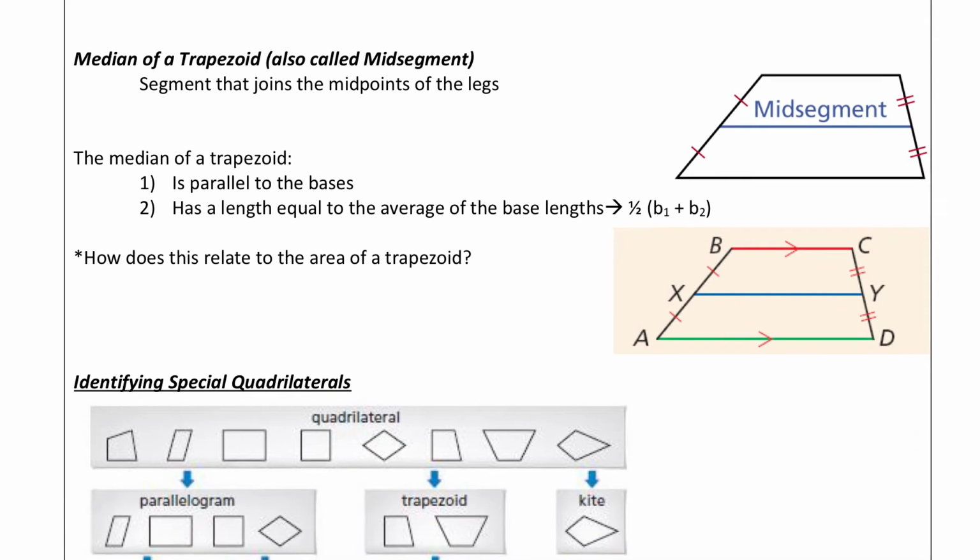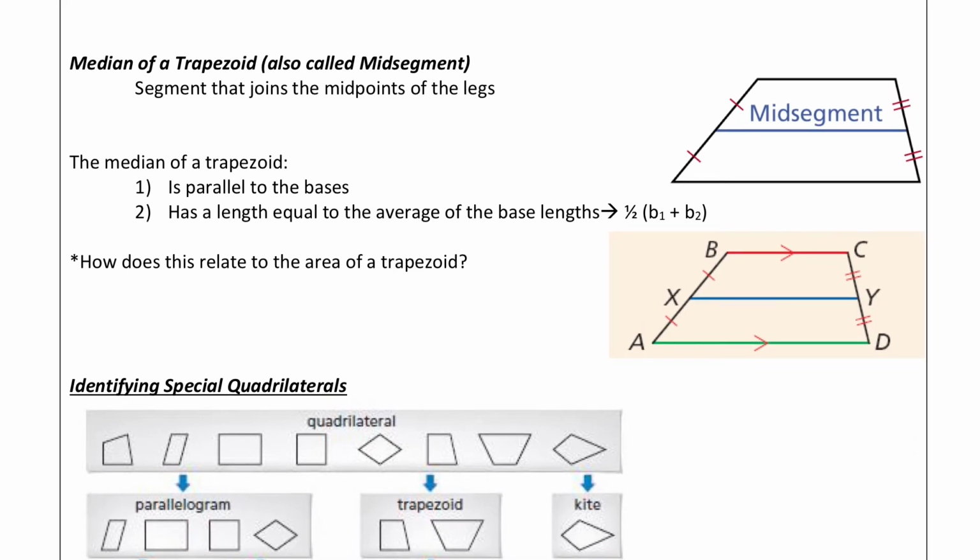Next we have the mid-segment of a trapezoid, which is also known as the median. So this mid-segment is the median. And here's what we know about the median. First of all, this is going to be a midpoint right here, and a midpoint right there, right? Because of that, these parts will be congruent here, and those parts will be congruent there.